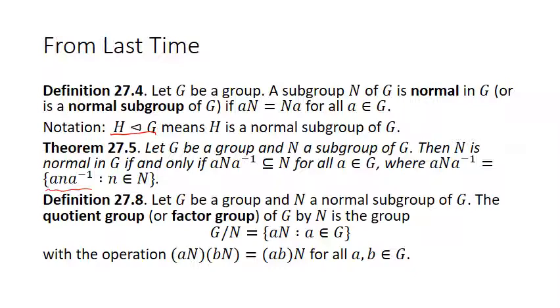And then finally we had Definition 27.8. Let G be a group and N a normal subgroup of G. The quotient group or factor group of G by N is the group G mod N, and this is all of the left cosets aN where a is an element from G. Of course, since N is a normal subgroup, the left and the right cosets are actually the same. The operation on this group is the following: to multiply two of these cosets together, you just multiply the representative elements a and b together, and then apply that to the subgroup N.